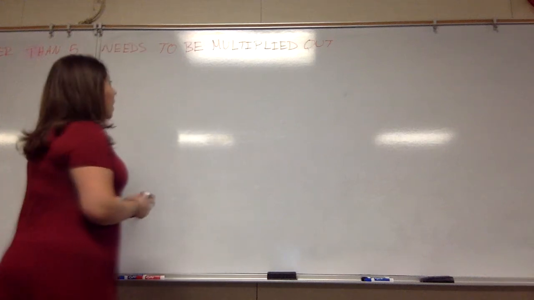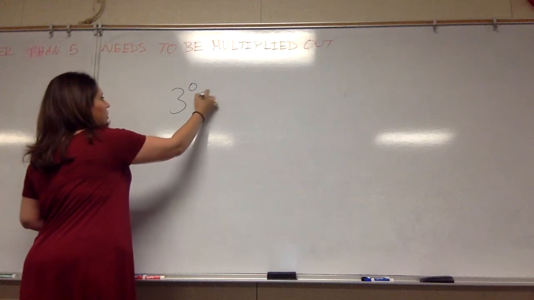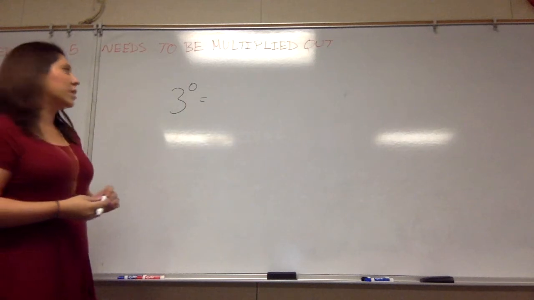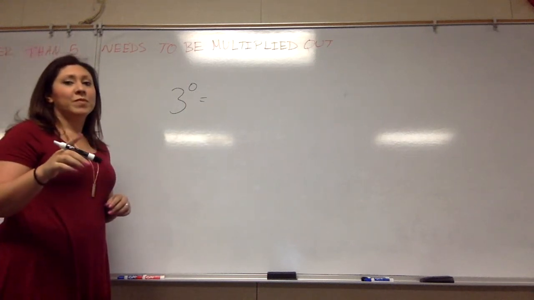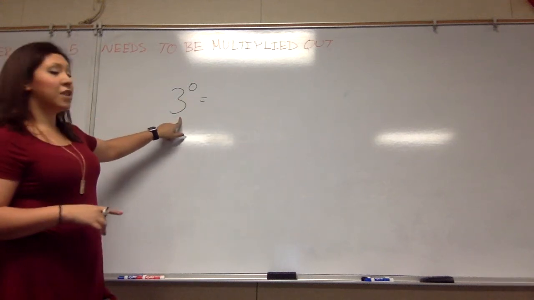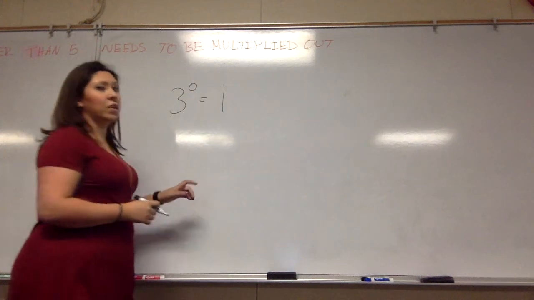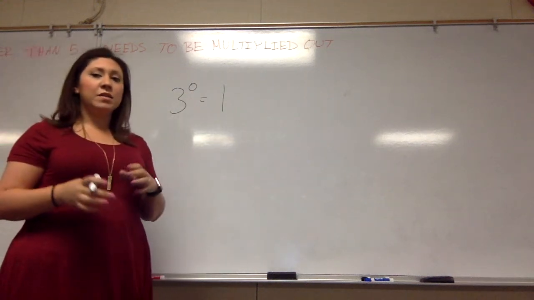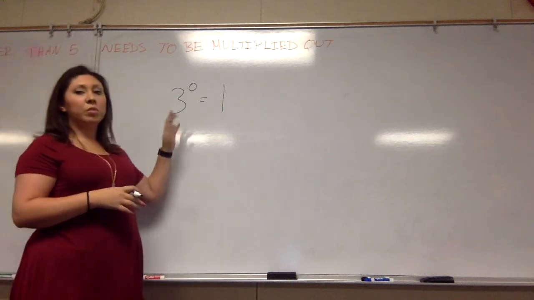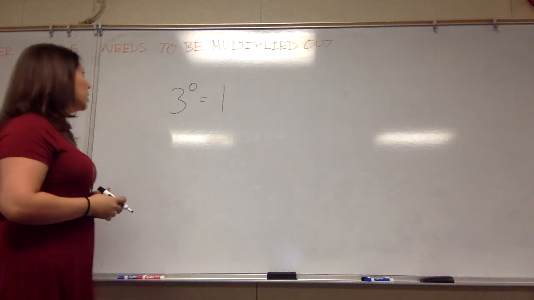If I have any number to the 0, what's that going to give me? You guys should know this. It is not 0, it's not 3, but any number to the 0 is going to give me 1. Any number, that can be x, that can be y, that can be a whole number, a fraction, decimal, it doesn't matter, it's always going to give me 1.